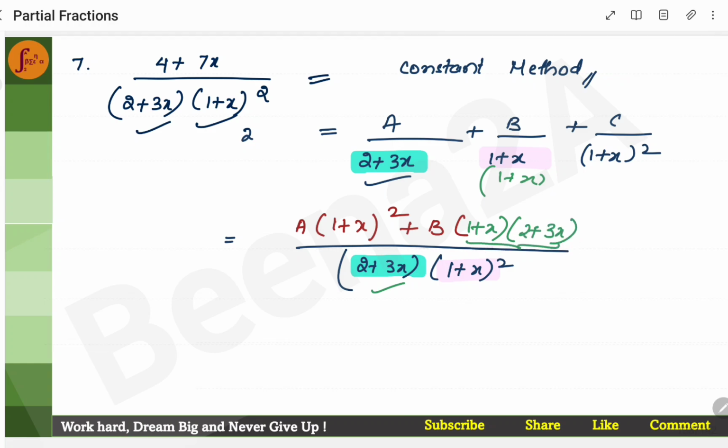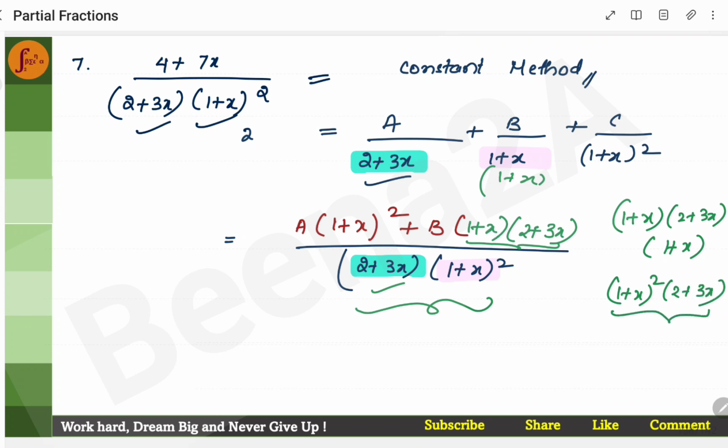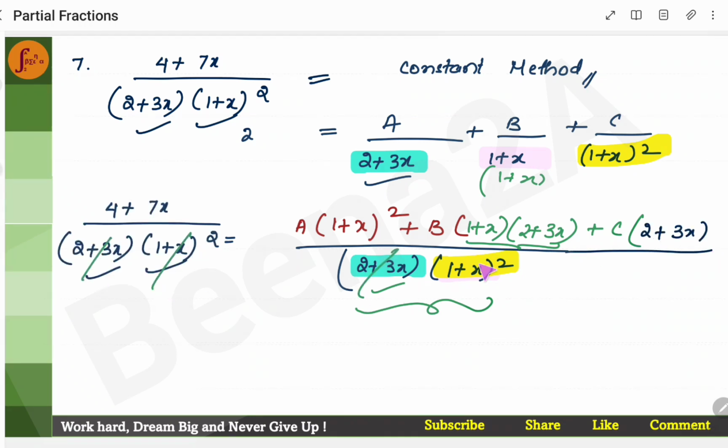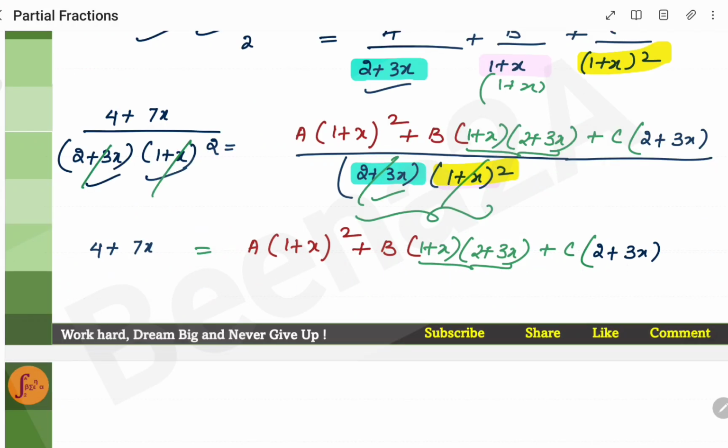Only if I multiply 1 plus x and 2 plus 3x with this denominator, I'll get this entire LCM, right? If I multiply 1 plus x with 2 plus 3x plus 1 plus x, then I'll get this entire denominator, which is 1 plus x the whole square and 2 plus 3x, right? So now what about c? I already have 1 plus x the whole square, right? What am I left with? 2 plus 3x. So c with 2 plus 3x. So denominators will get cancelled. So now I rewrite this entire expression.